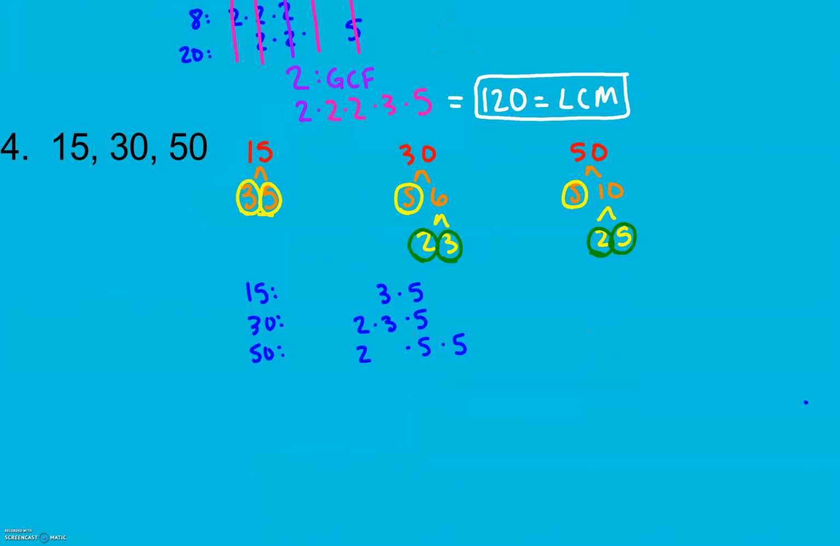So here, my greatest common factor is a 5. I take that 5 and I multiply it by the rest of my columns. 2, 3, 5. So only the 5 column is my greatest common factor because it's in all of them. And it doesn't matter that I have 2 2s and 2 3s. We just multiply by the columns themselves, each factor. And here I'm going to get 150. So 150 is the smallest number that all 15, 30, and 50 go into. That's my least common multiple.